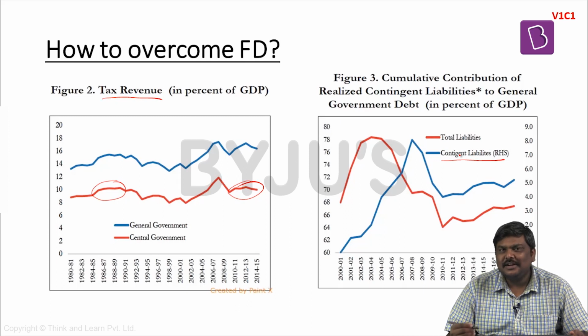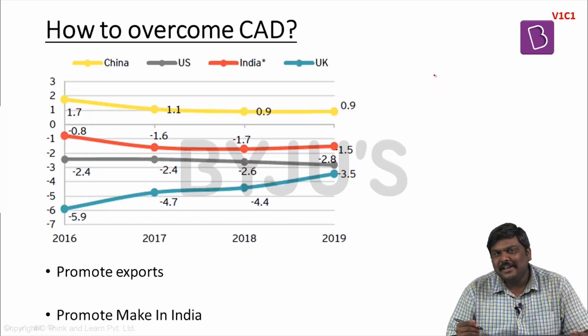Now by ensuring that the tax to GDP ratio increases over a period of time and the conversion of contingent liabilities to actual liabilities decreases over a period of time, the Government of India will be able to control the fiscal deficit.